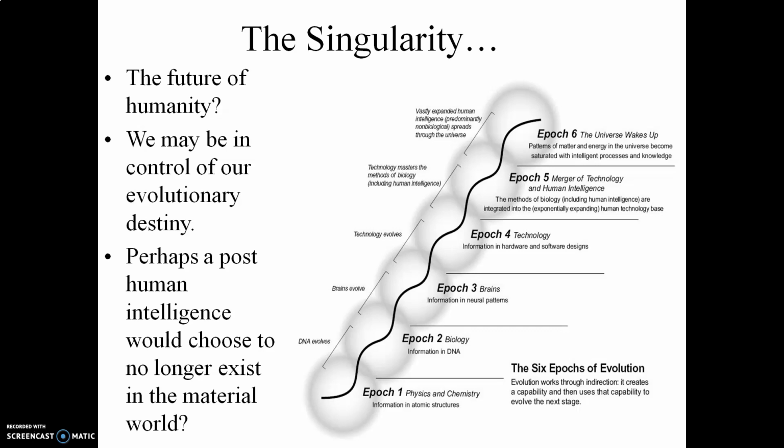Okay, and then lastly, what might be the future of humanity? We may be in control of our own evolutionary destiny as we perhaps approach what is called the technological singularity. Perhaps a post-human intelligence would choose to no longer exist in the material world. Perhaps sometime in the future we might be able to digitize our consciousnesses and then live in some sort of virtual reality simulation. So if a civilization advances to that point, it quite frankly may not be worth all the energy expenditure to go out and colonize the galaxy. There might be a simple way to reach some sort of utopia, perhaps through some digital means.